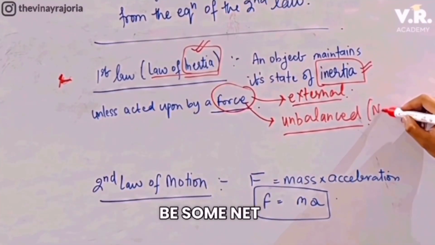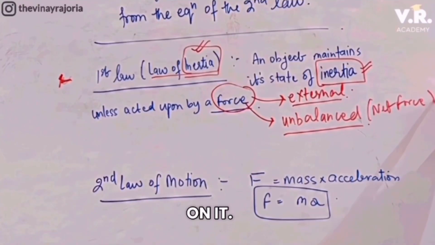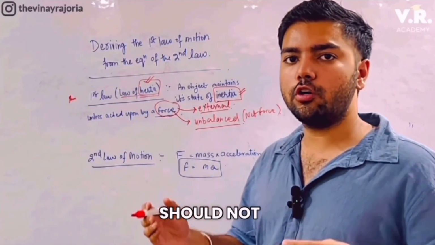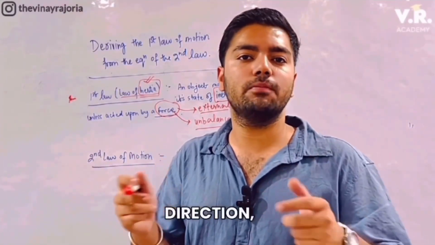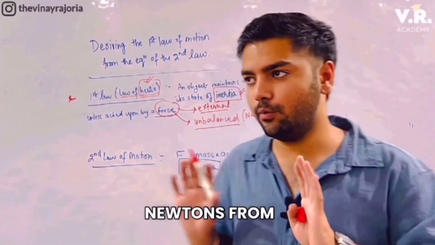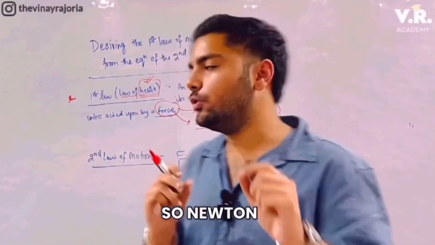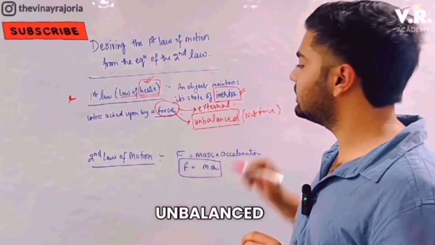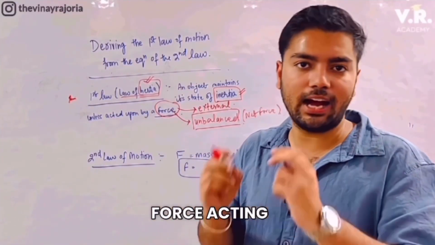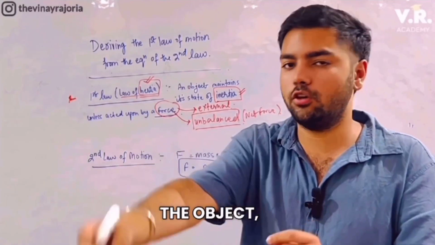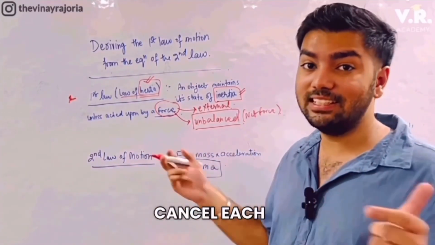Unbalanced means that there should be some net force acting on it. Balanced means the forces are equal in magnitude and opposite in direction, so they just cancel each other out. Like 10 newtons from here and 10 newtons from here, so 10 minus 10 is 0. So Newton says the force should be unbalanced, in the sense that there should be some net force, some actual force acting on the object, and the forces should not cancel each other out.